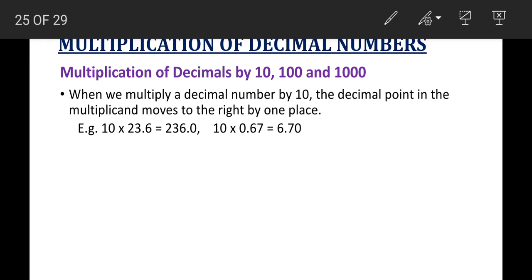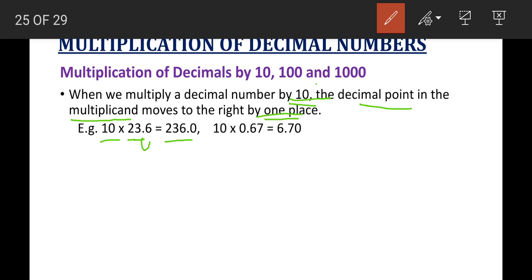So when a number is multiplied by 10, the decimal point in the multiplicand moves to the right side by one place. Okay, when we are multiplying any decimal by 10, the decimal point in the multiplicand moves to the right side by one place. Look here, 10 multiplied by 23.6. So we are multiplying this number by 10. So what to do? This decimal point, here is the decimal point, moves to the right side by one place. So it becomes 236.0. If you put 0, that's okay. If you are not putting the 0, then also it is okay.